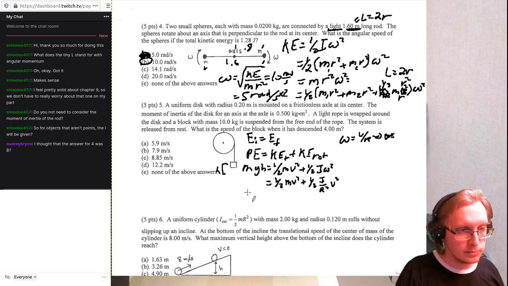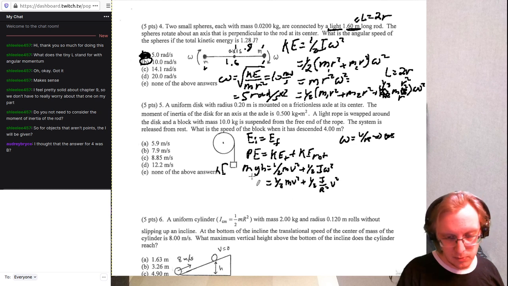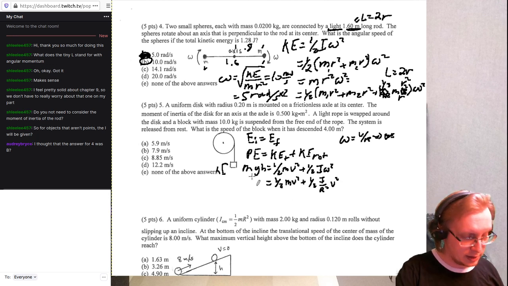So let's see here. All right, where was I? M, you're told mass, right? Yes, 10 kilos. I'm just going to punch numbers in. So we have 10 kilos times 9.8 for gravity times the height we fell of 4 meters. 392 joules for initial potential energy.